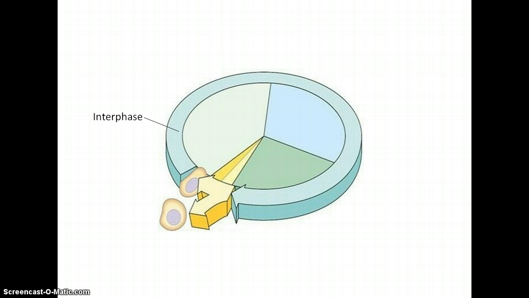The first part of the cell cycle is interphase. This is the phase in which cells spend most of their time. Interphase is then divided into three subphases: G1, S, and G2. During the G1 first gap phase, the cell grows. During the S synthesis phase, the cell copies its chromosomes. And during the G2 second gap phase, the cell grows even more as it prepares to divide.